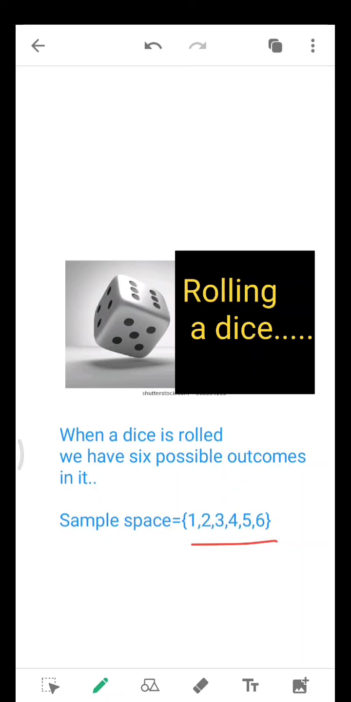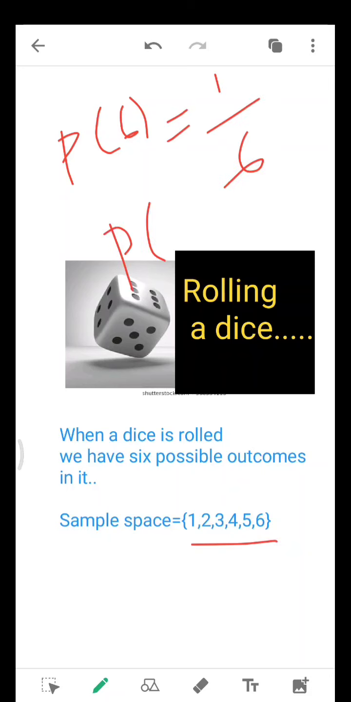If I roll a dice, what is the probability of getting a number 6? It will be 1 by 6. What is the probability of getting a number 1? It will be 1 by 6. So we have seen all these types of questions in our previous class. That was about rolling one dice.